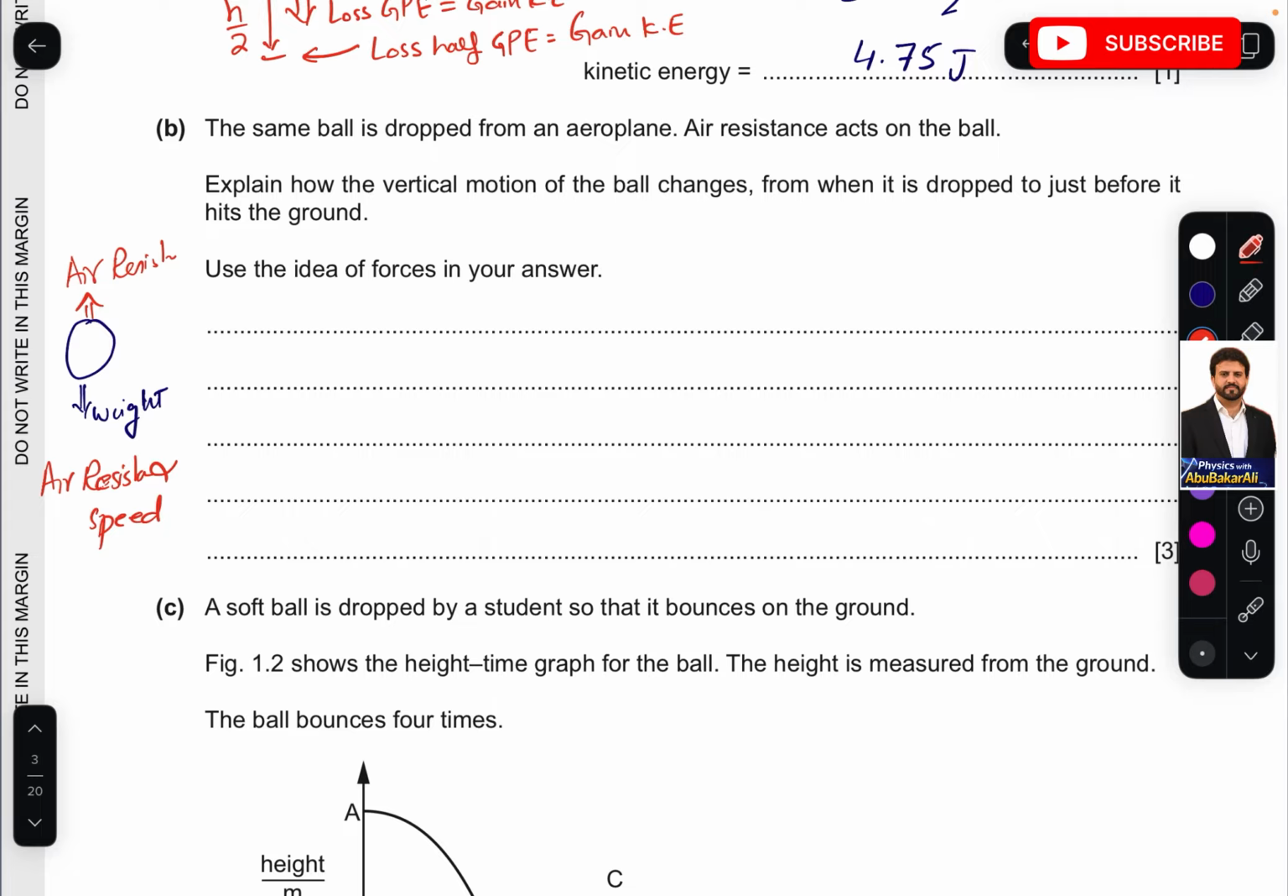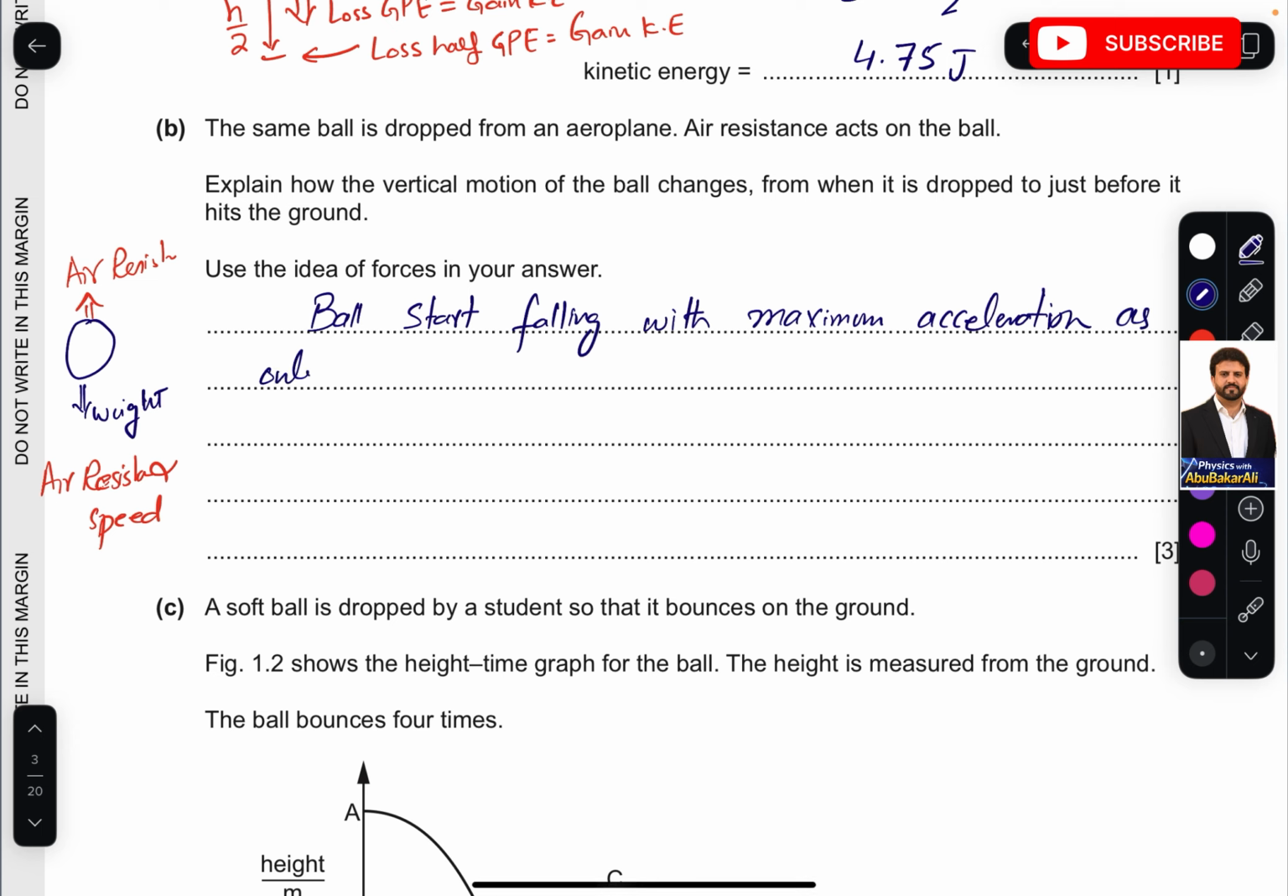So how can we write down the answer? The ball starts falling with maximum acceleration. Why? Because there is only one force acting on it, that is weight. So the resultant force is maximum. There is no opposing force, as the only force acting at the start is weight.